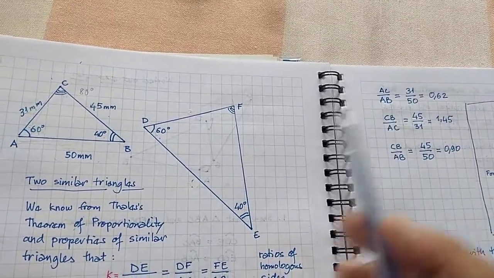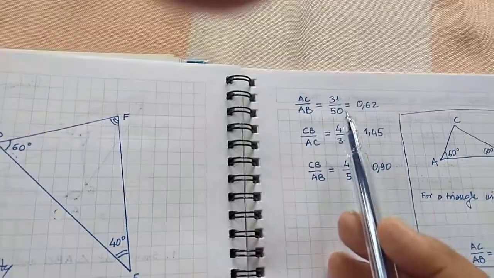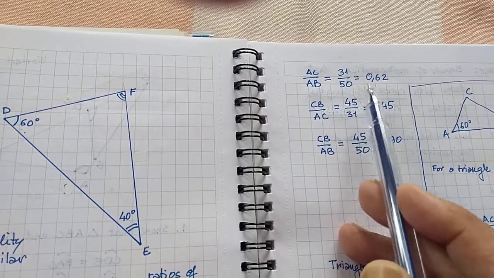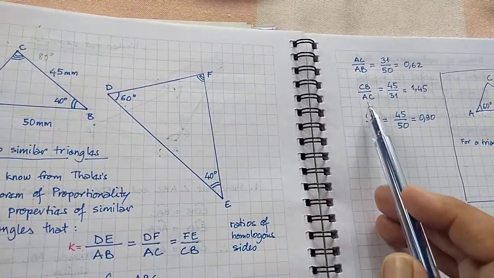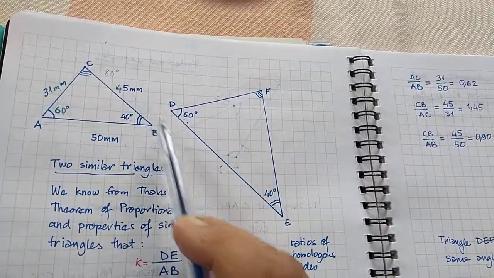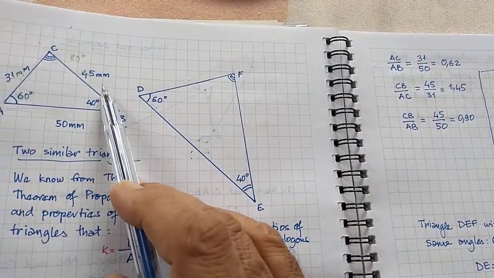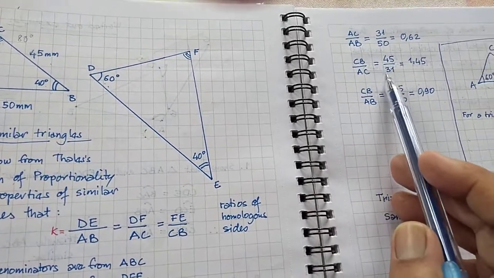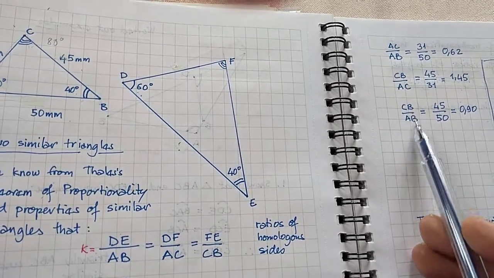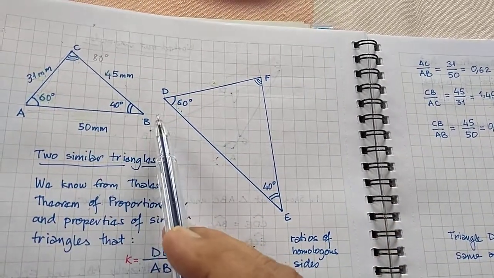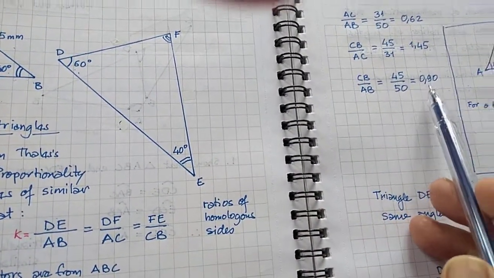So I get AC over AB is equal to 31 over 50, which is equal to 0.62. Then I took CB over AC. I measured this is 45, that is 31, so you get 45 over 31, you get 1.45. And then finally CB over AB, 45 divided by 50, you get 0.90.